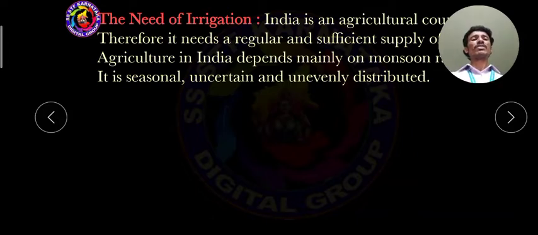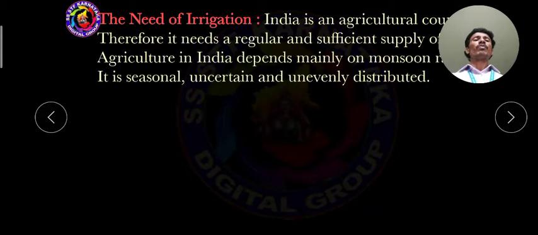Regular and sufficient supply of water, because throughout the seasons in our country we won't receive enough rain. In summer, winter, and the period of the retreating monsoon season, we need water for agriculture. Such water we can receive through irrigation, because our Indian rainfall system mainly depends on the monsoon. Only in the seasonal time can we receive rain.